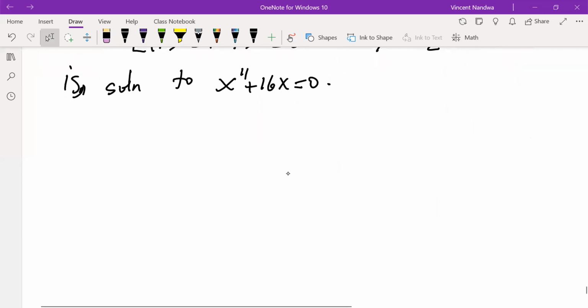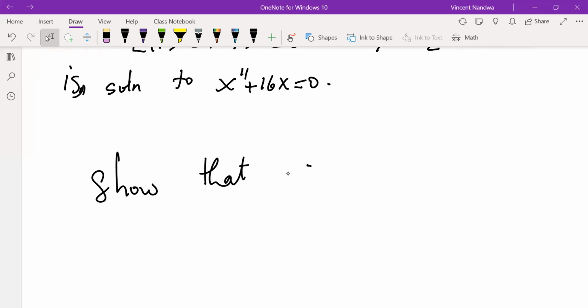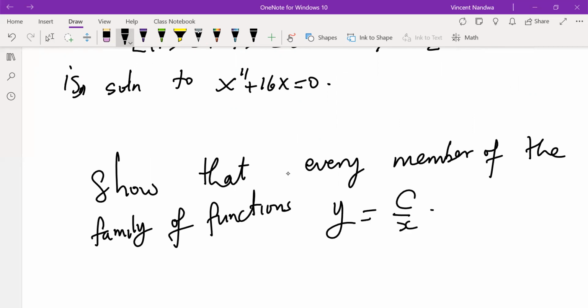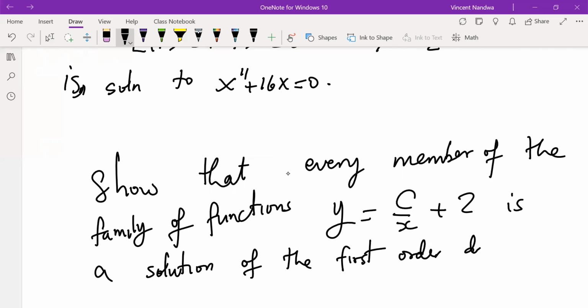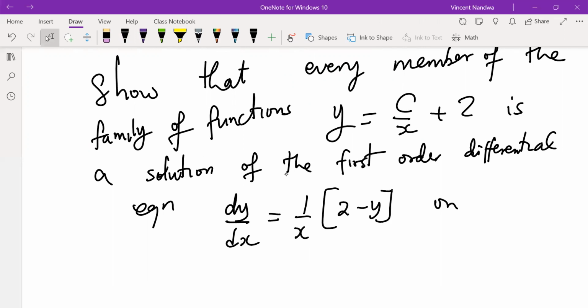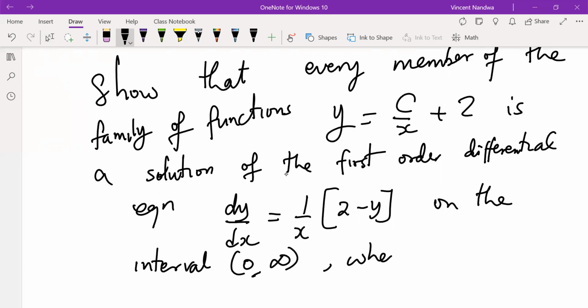Now, lastly, show that every member of the family of functions y = c/x + 2 is a solution of the first order differential equation dy/dx = (1/x)(2 − y) on the interval 0 to infinity, where c is a constant.